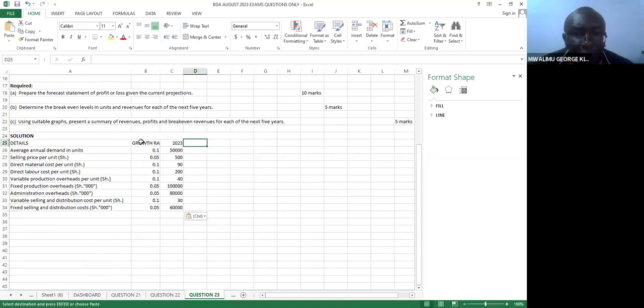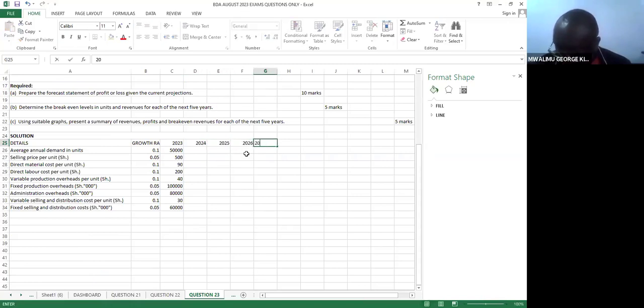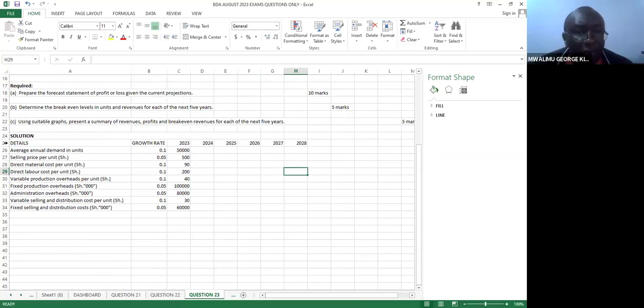Special. So now we are told to do the next 5 years. So 2024, 2025, 2026, 2027, 2028. 1, 2, 3, 4, 5. So this one we make it bold.